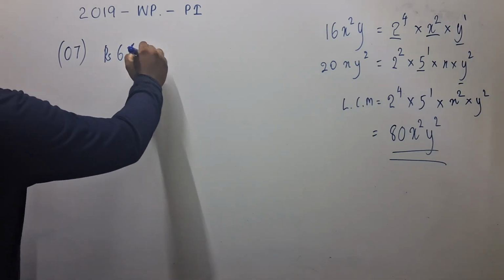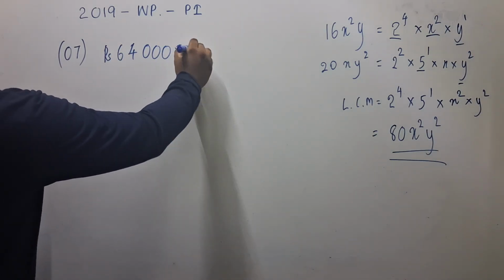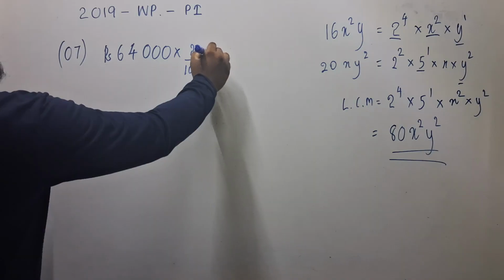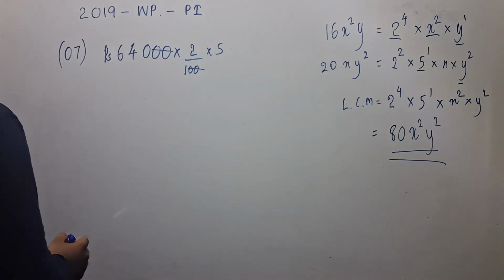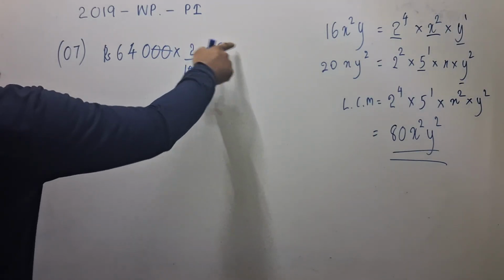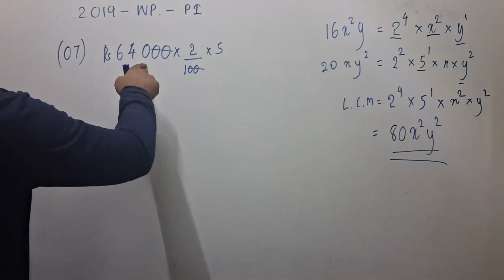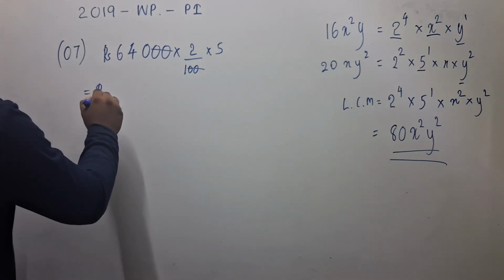64,000 multiplied by 2% into how many months? 5 months. Cancel out these zeros. 2 into 5 is 10. So 640 into 10 is 6,400.